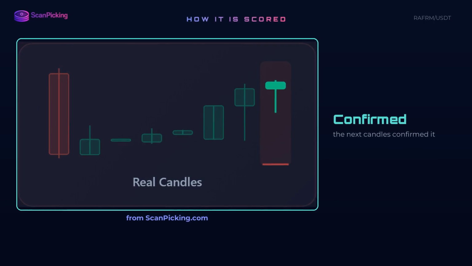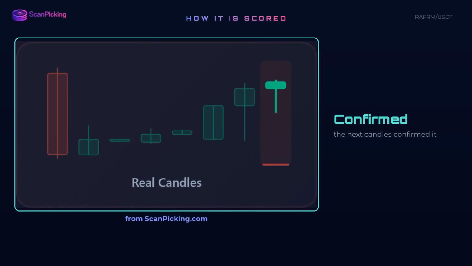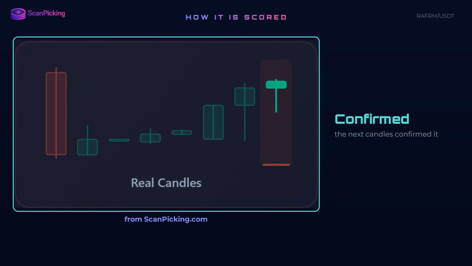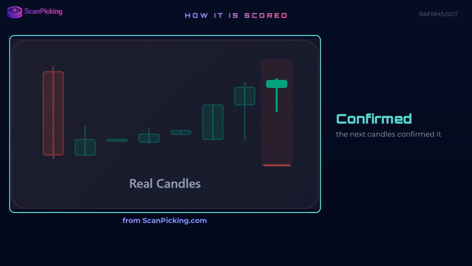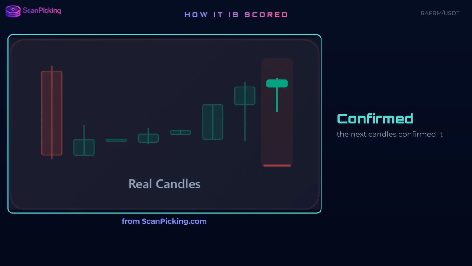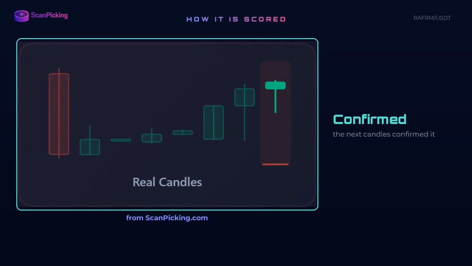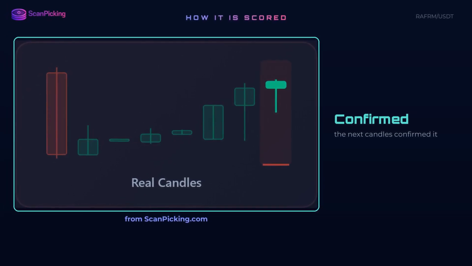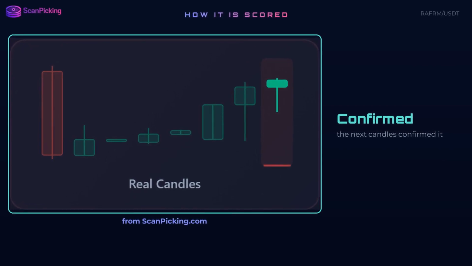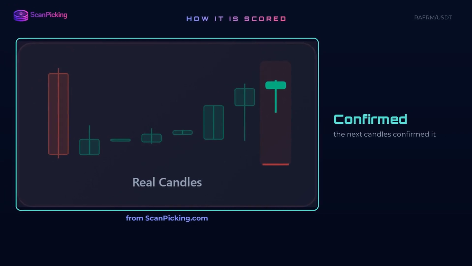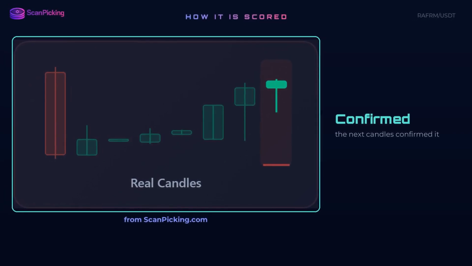And a third verdict you will never see on the site. If price closes back through the pattern, below its low for a bullish one, the pattern is dropped entirely. It is not shown, it is not scored. That low has a name. It is the invalidation level. The price at which the setup no longer holds. And even confirmed, it stays a signal to check, not a crystal ball.